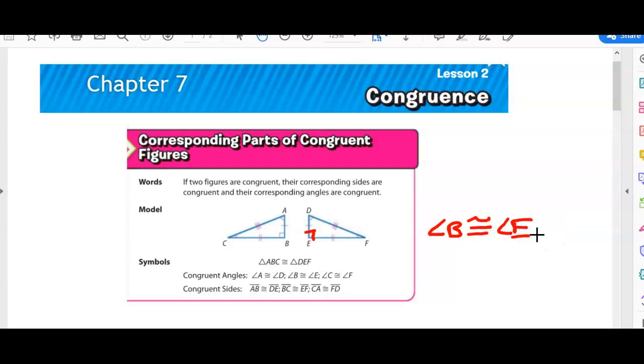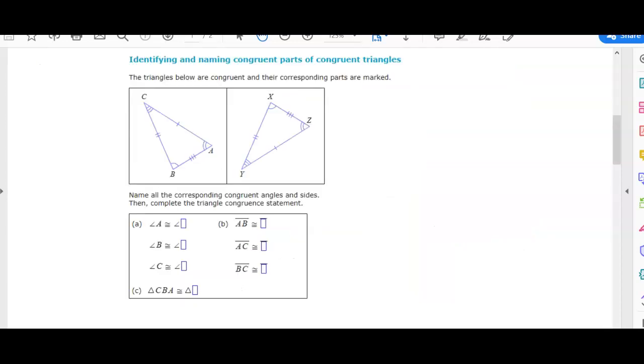All right, let's go ahead and take a look at a couple of problems here. I can't imagine them being very difficult. The triangles below are congruent and their corresponding parts are marked. Name all the corresponding congruent angles and sides, then complete the triangle congruence statement.